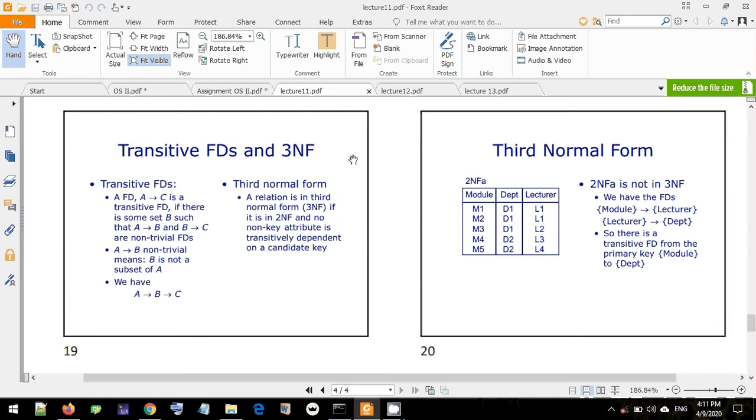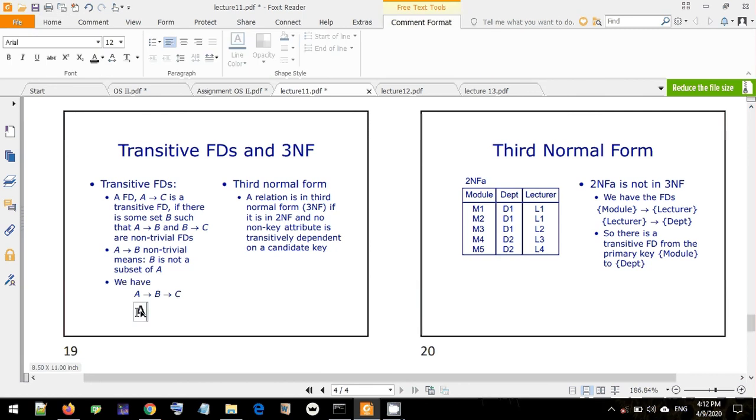Now, a transitive functional dependency: a functional dependency A mapped to C is transitive if there is some set B such that A is mapped to B and B is mapped to C, and they are also non-trivial functional dependencies. Now, a dependency A mapped to B is said to be non-trivial if B is not a subset of A, and this therefore means that we have A mapped to B and B mapped to C, which means that A is mapped to C.